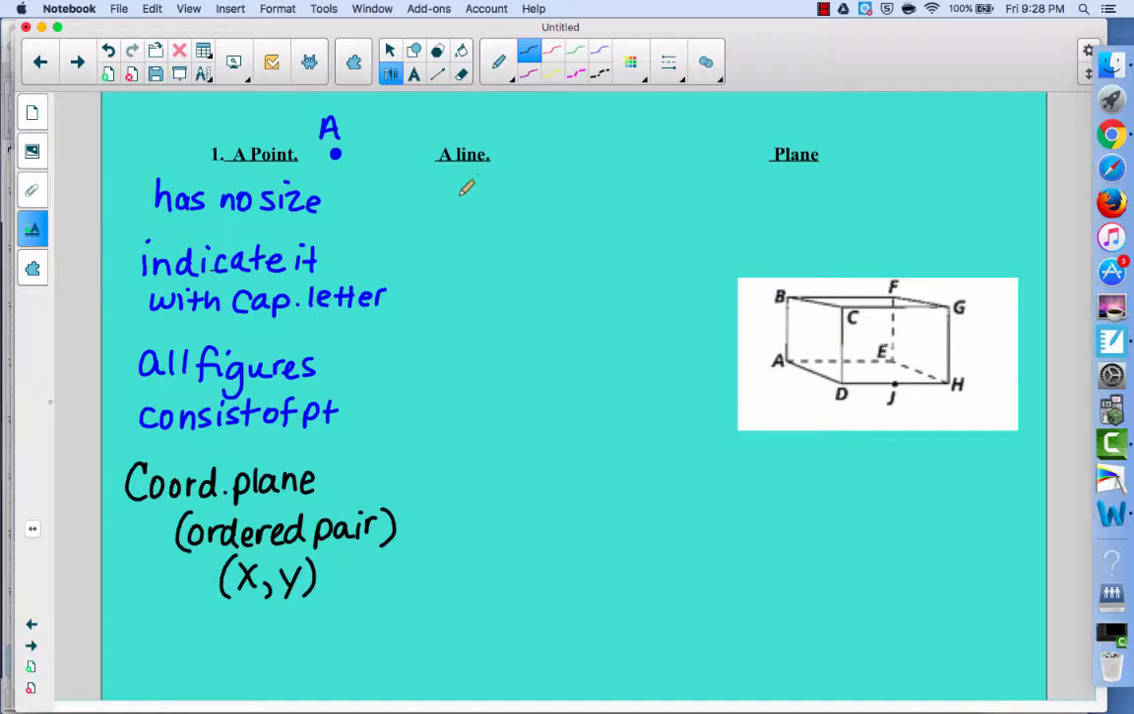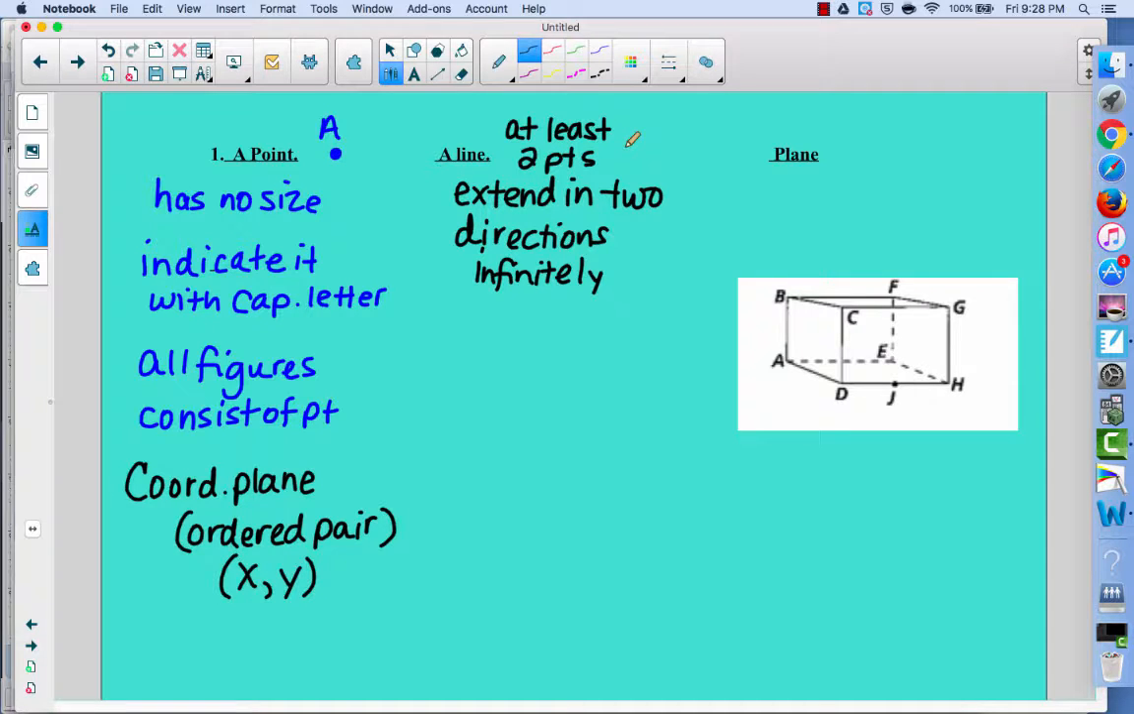A line is something that extends in two directions infinitely. And actually, I should say it extends in opposite directions infinitely. You need to have at least 2 points to create a line. But if I have 2 points, then a line can be created. We usually use 2 capital letters and we put a line symbol above it.